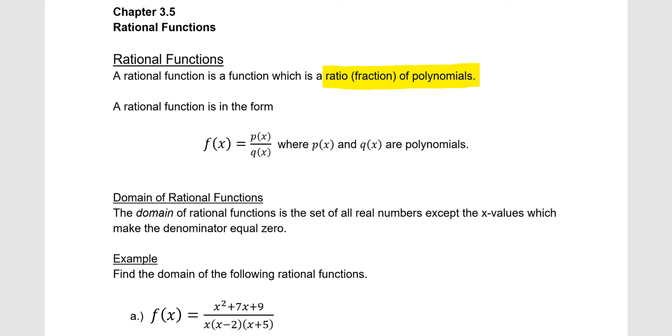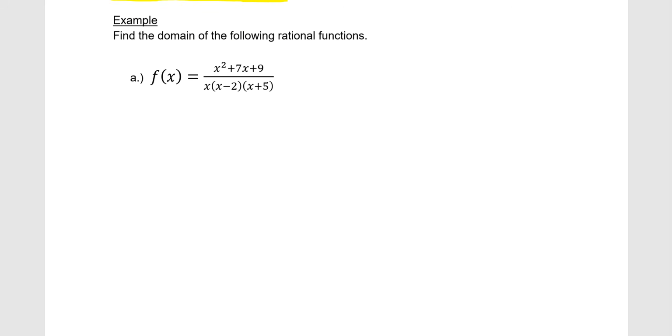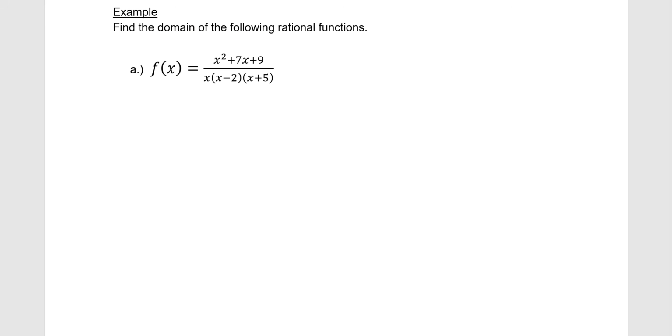The domain of a rational function is going to be the set of real numbers, except the x values that make the denominator equal 0, and that's because we cannot divide by 0. So let's do an example with these domains. Let's find the domain of the following rational functions.